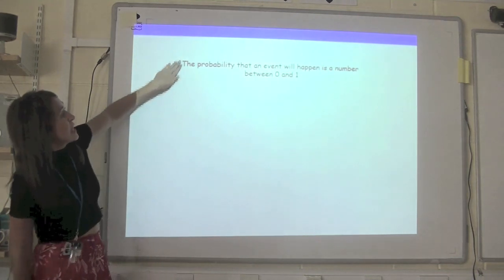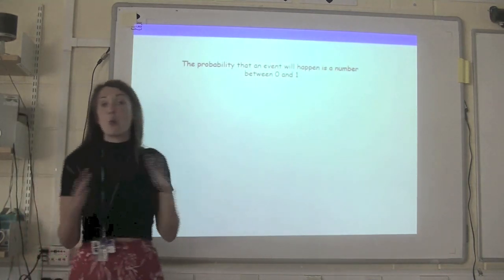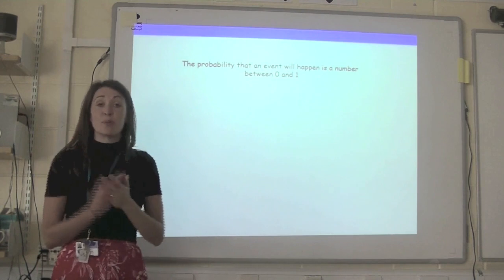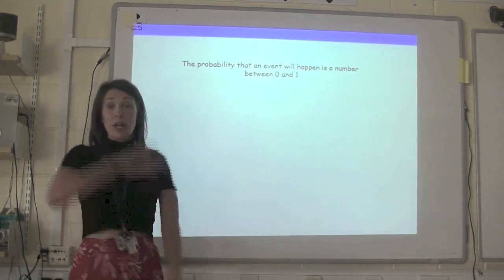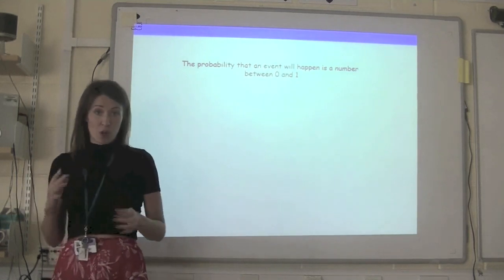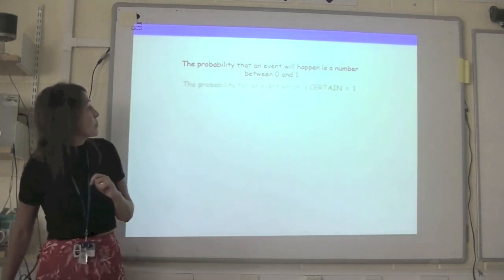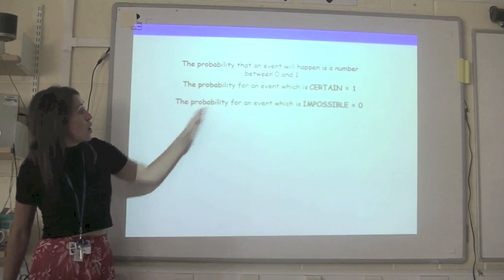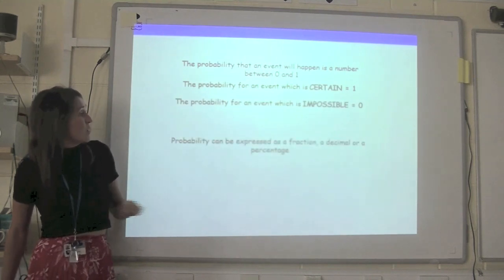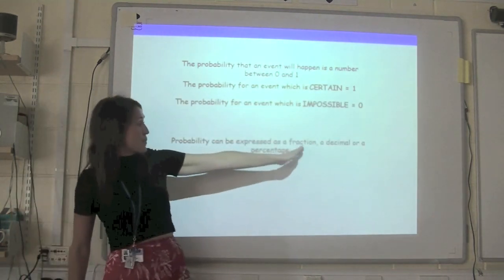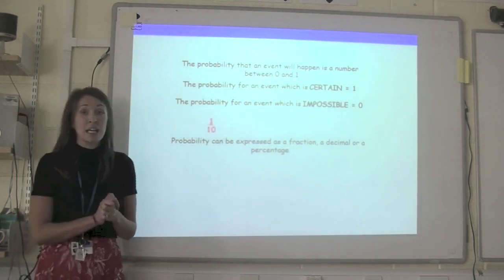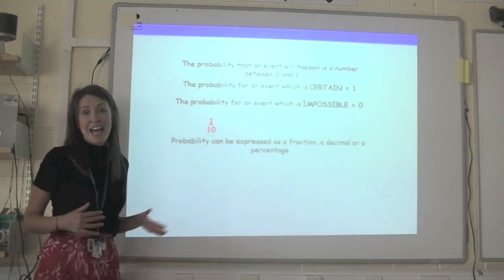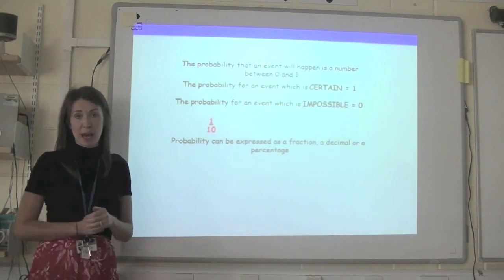But the probability that an event will happen is always a number between 0 and 1. If it's lower than 0 and if it's a negative number, we've gone wrong. If it's higher than 1, we've also gone wrong. It's always a number in between them. Certain equals 1, impossible equals 0, and we know probability can be expressed as a fraction, a decimal, or a percentage. So we could say there's a 1 in 10 probability of something happening.